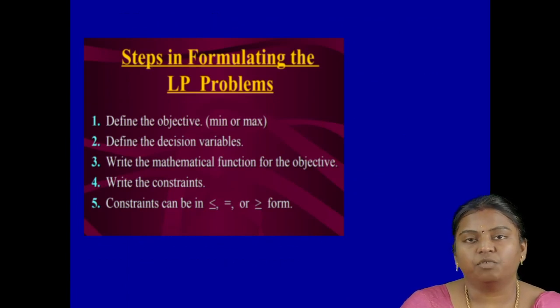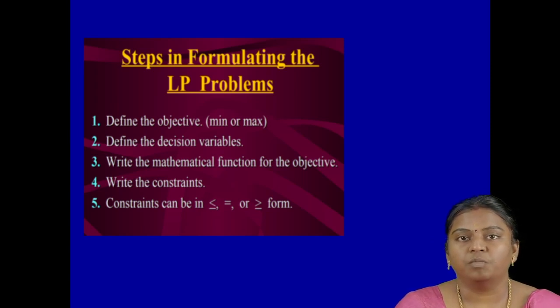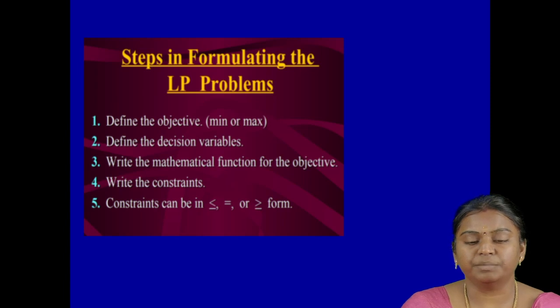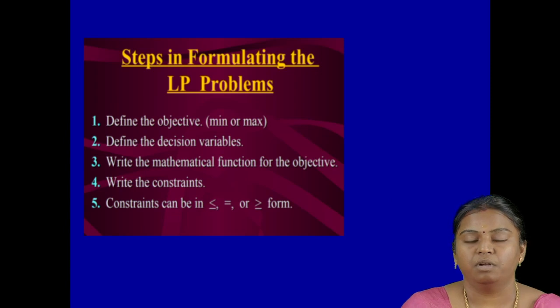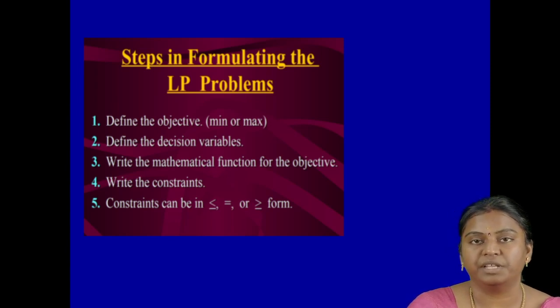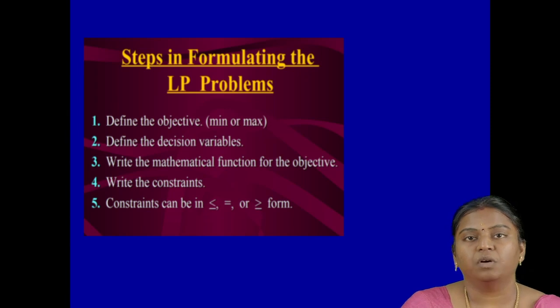There are various steps in formulating a linear programming problem. I have stated here the 5 steps of formulation of the LPP. First step is to define the objective, that is whether the problem is a maximization problem or the minimization problem. Second thing is to define what are all the decision variables we are taking. Third thing is the mathematical function we have to write for the objective, that is the maximization or the minimization. Next step is to write the constraints, and the constraints should follow the inequality form, whether it may be less than or equal to or greater than or equal to, or it may be equal to form.